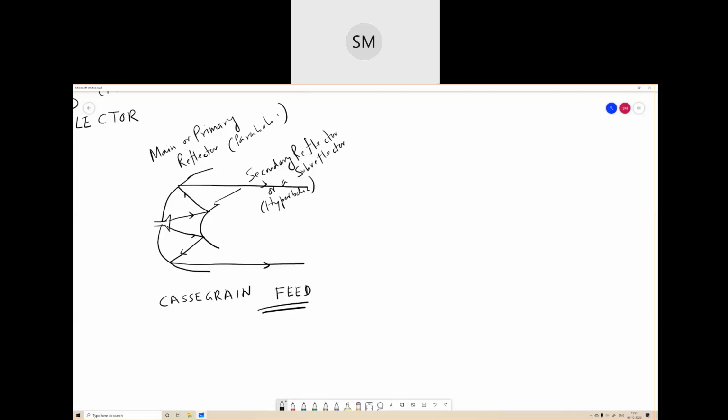So what happens? The signal is radiated by the feed element. It is first reflected by the secondary reflector, then reflected by the primary reflector, in such a way that the final reflected wave is parallel to the axis. So there are two reflections. The first one is by the secondary, and the second one is by the primary. Is it okay?